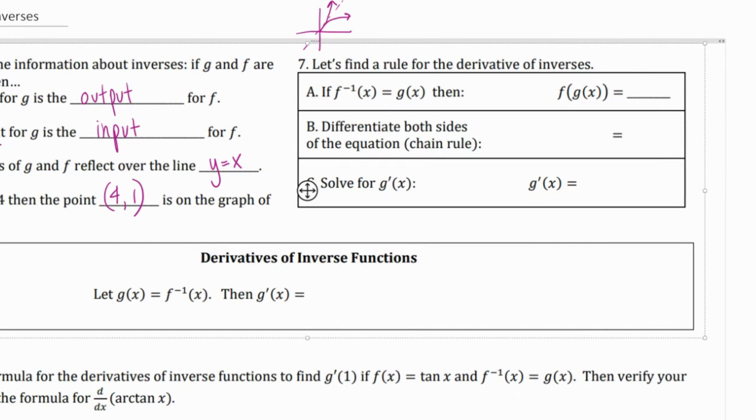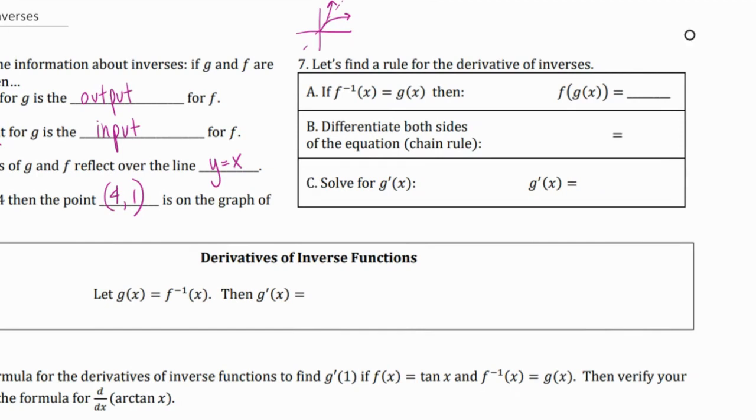So let's find a rule for the derivatives of inverses. If f inverse is equal to g, so we're saying that f and g are inverses, then what does f of g of x equal? Think about sine and sine inverse. What if I take sine of sine inverse of x? The point of inverses is that they undo each other, right? And what are you left with? You're left with the input, which is x.